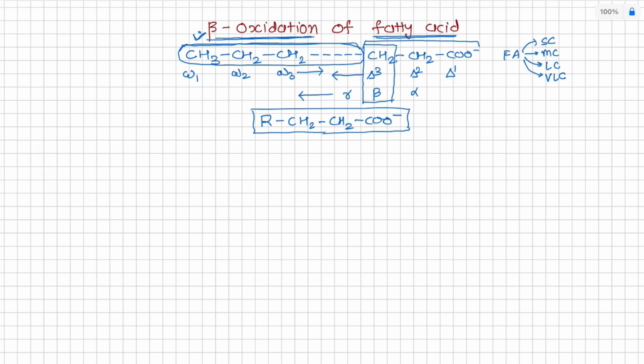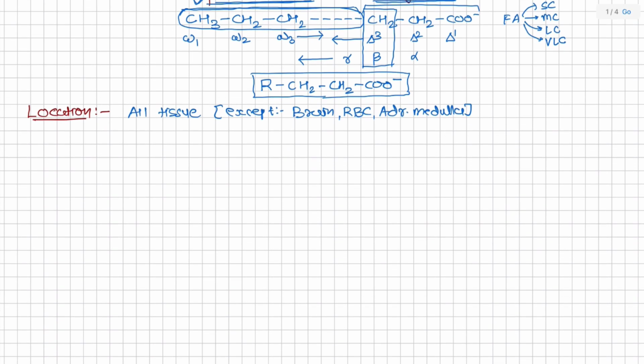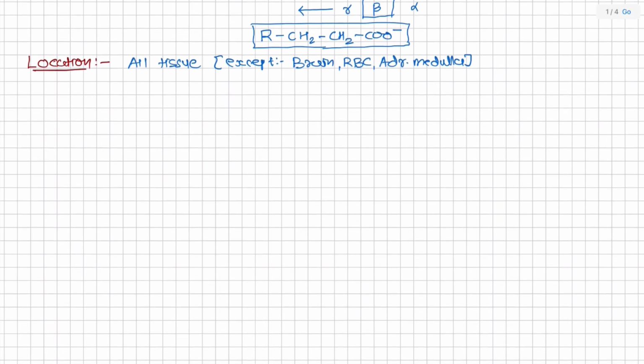The first and most important question is, what is the location of beta oxidation of fatty acid? Remember, beta oxidation of fatty acid occurs in almost all the tissues. However, there are certain exceptions in which beta oxidation does not occur, and these tissues are the brain, red blood cells or RBCs, and adrenal medulla. At these three locations, beta oxidation does not occur. Now, inside the tissue, there are cells, and inside the cells, where does beta oxidation of fatty acid occur?